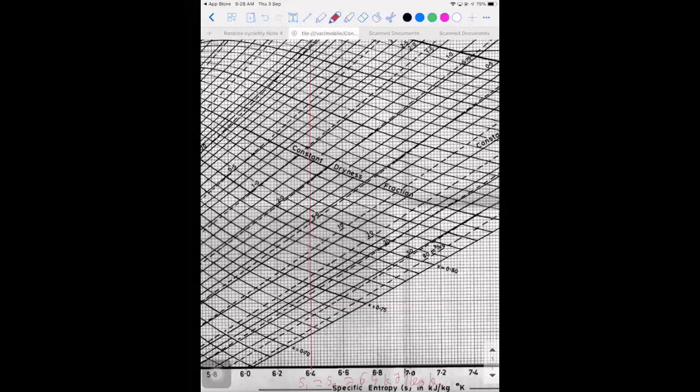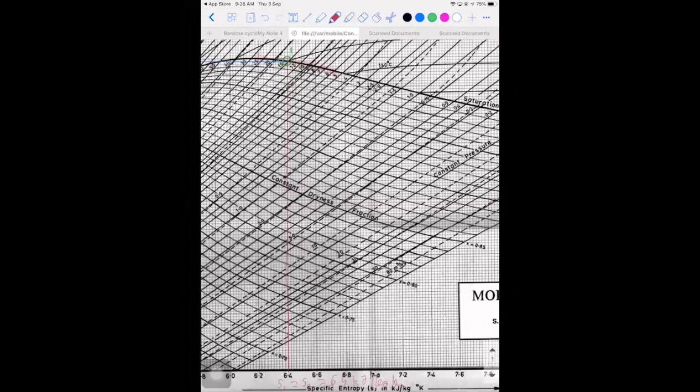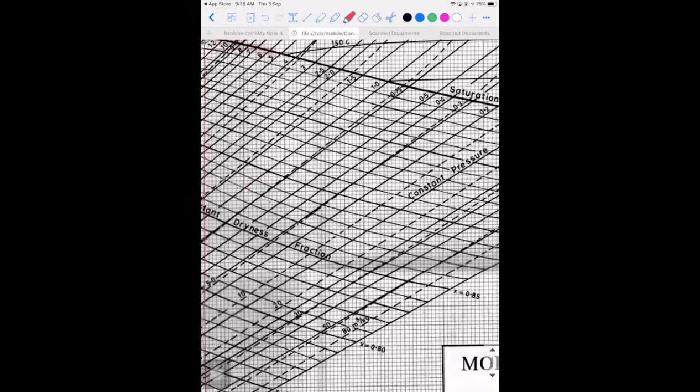Now, how to identify state 2? What is the P2? That is equal to 0.4. So here you can observe, and now I'm able to see here it is 0.4. Now let us highlight this 0.4 constant pressure line.